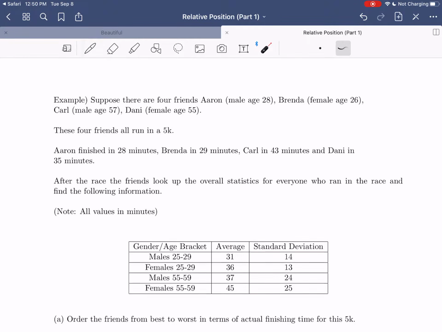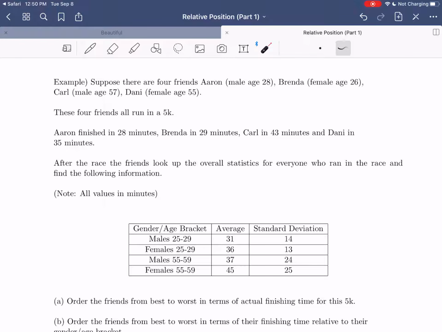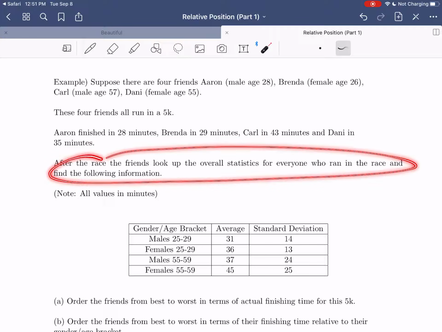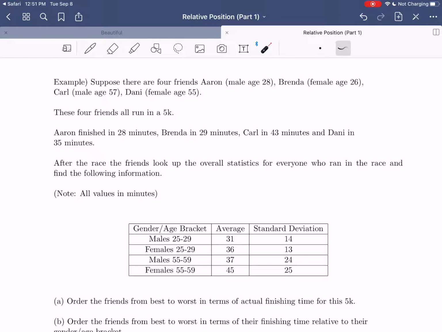For this example, we're going to suppose that we have 4 friends, again, carefully named alphabetically. We have Aaron, who's a male, age 28, Brenda, who's female, age 26, Carl, who's male, age 57, and Danny, who's female, age 55. All these 4 friends run in a 5K. It takes Aaron 28 minutes to finish the 5K, Brenda 29 minutes, Carl 43 minutes, and Danny 35 minutes. After the race, the friends look up the overall statistics for everyone who ran in the 5K and find the following information, and all these values are in minutes.